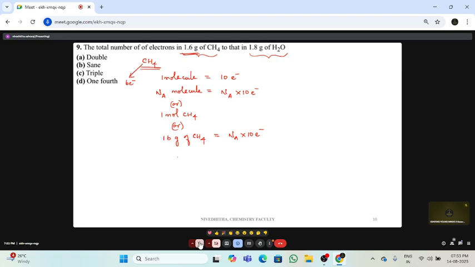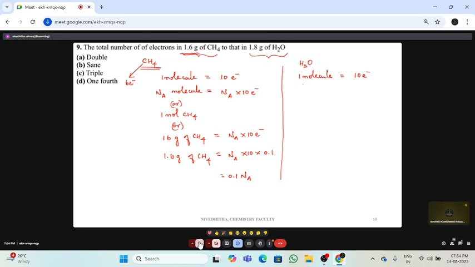So the question is, 1.6 gram of methane contains how many electrons? It is Avogadro number into 10 into 0.1. That's it. So it is 0.1 into Avogadro number of electrons. Right? So similarly, we have to calculate it for water molecule H2O. So one molecule of water contains how many electrons? How many electrons in only one molecule of H2O? 10. Very good, it is 10.